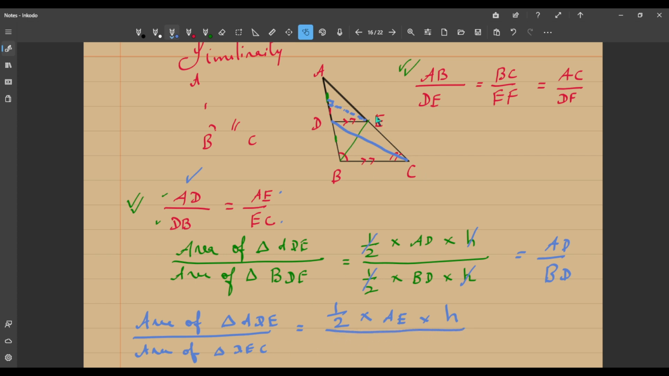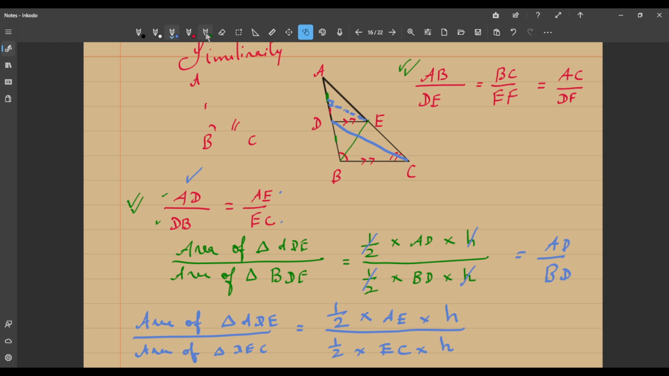Now the base is EC, half into EC into height. So once again, let's look at the height of both these triangles. The height of AED and the height of DEC is a perpendicular dropped from D to the base AE or EC. So the perpendicular would look like this.